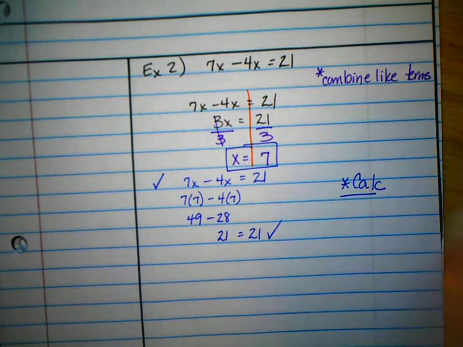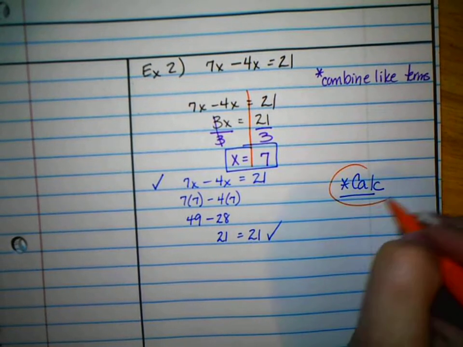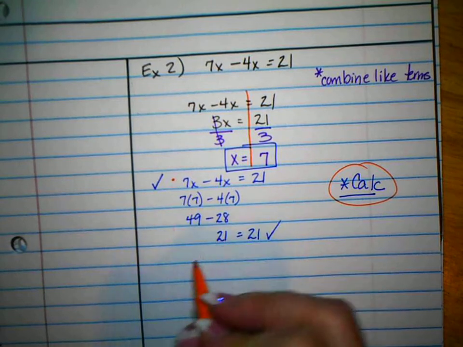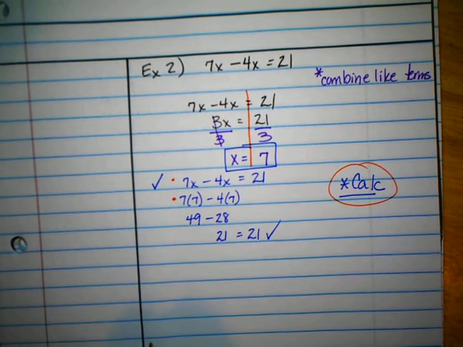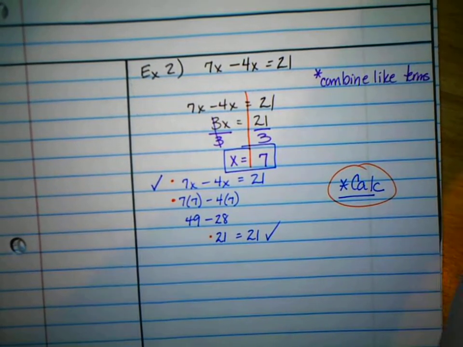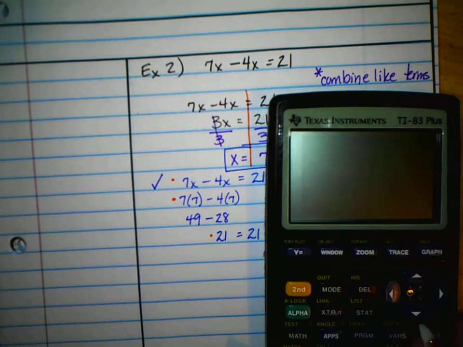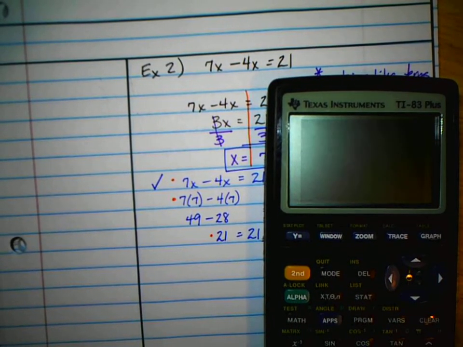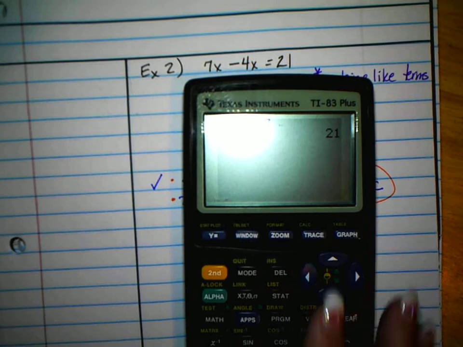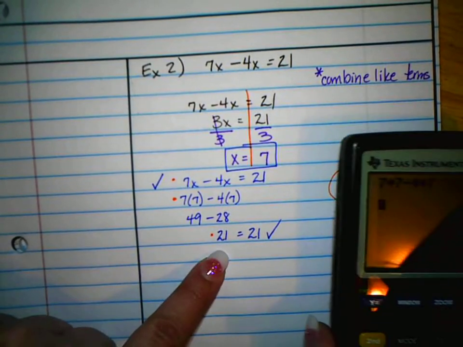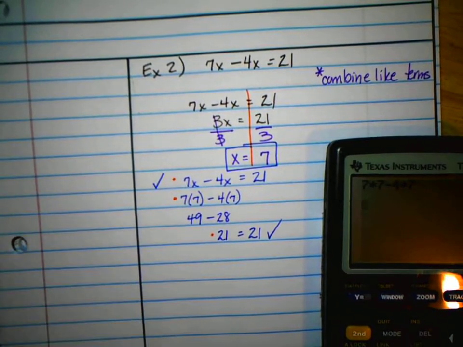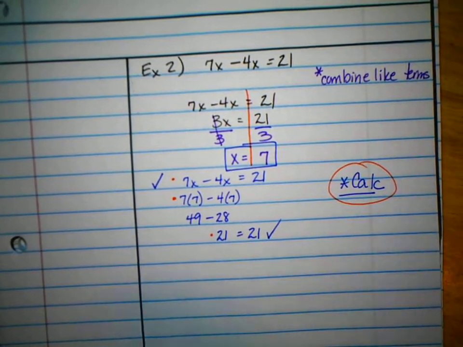Now if I were to use a calculator, I would write this down and I would show the substitution. Then I would show what I got in the calculator as an answer. For instance, I would do 7 times 7 minus 4 times 7, and I would show that I got 21 as my answer. Makes it a little less there on your paper.